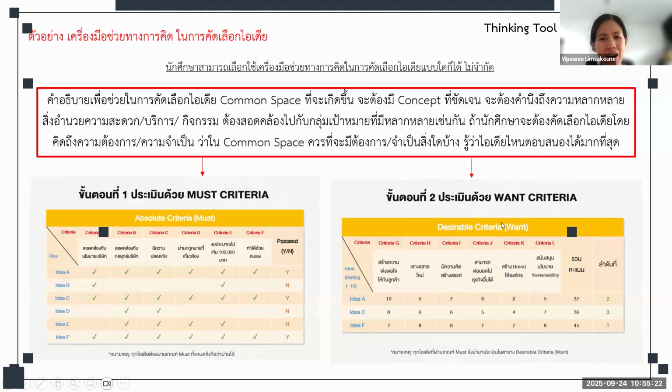In the desirable criteria, you need to create criteria number 1, number 2, number 3, and then you analyze each idea that has passed the must criteria, right? For example, customer satisfaction, the first idea is like 10. Whether it can meet the target group or the new target group, you give the score. Does it include creativity? You give the score.